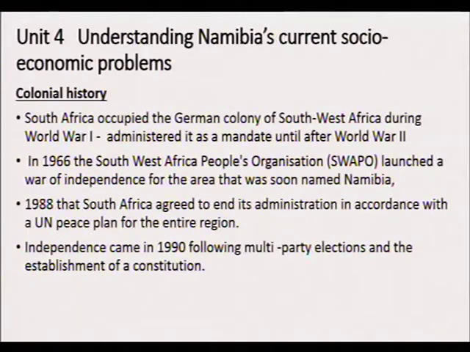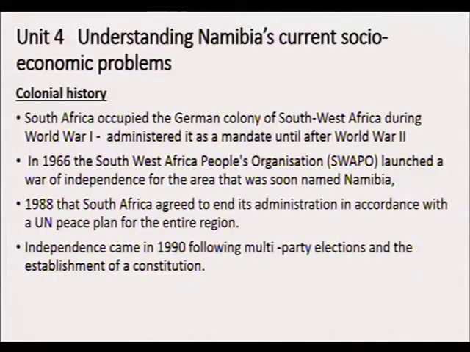We move over to Unit 4. Now here the focus lies on how we can today understand Namibia's current socio-economic problems, and we need to look at a few factors in order to put things in perspective. And the first thing is, of course, Namibia's colonial history.